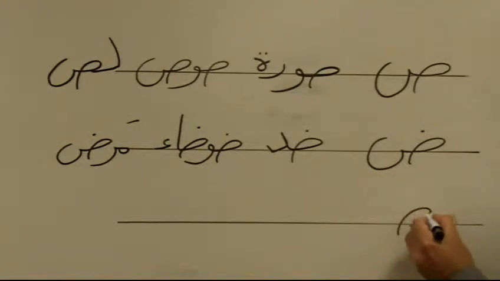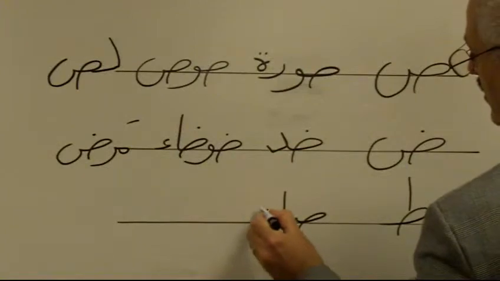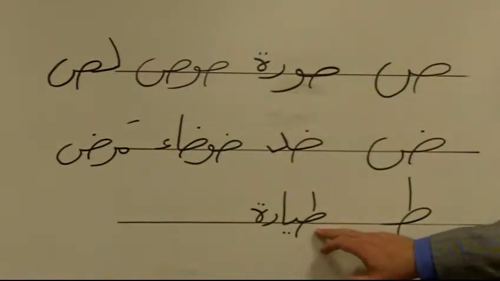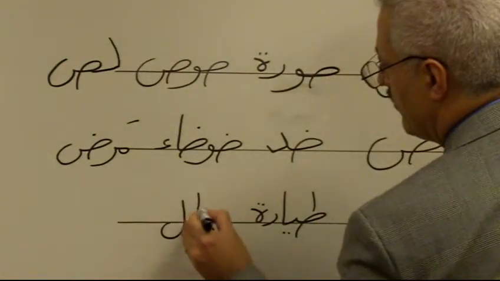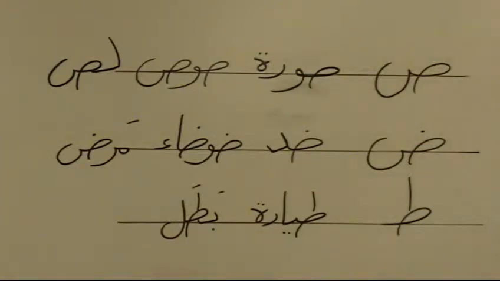The third letter I want to teach you today is the ta. Tayyara. Tayyara is a plane, airplane. This is how it looks in the beginning of the word. Batal. Batal is a hero. And this is how the ta looks in the middle of the word. Batal, hero.